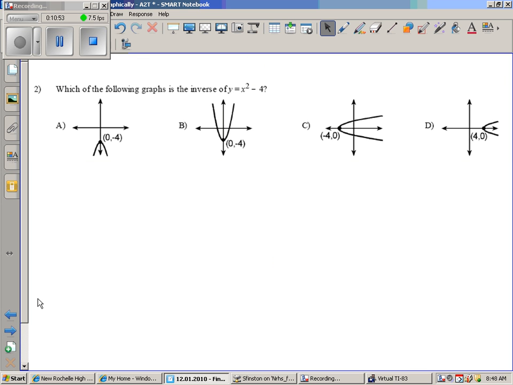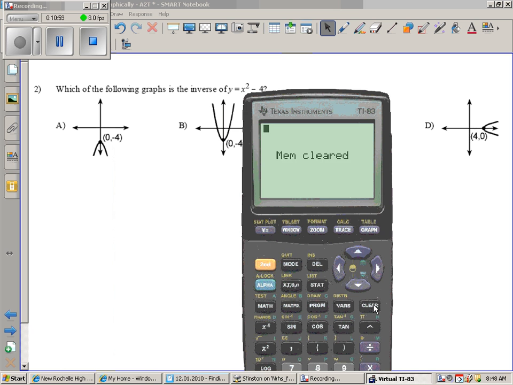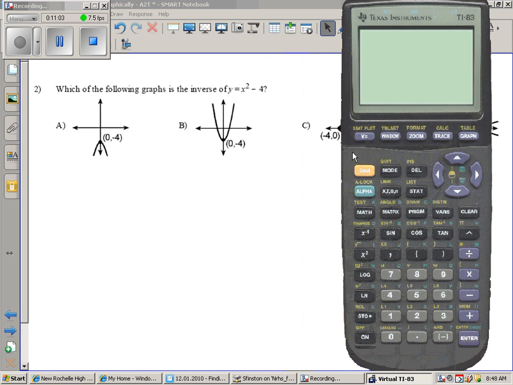You've got x squared minus 4. We're going to use our calculators to do this. Break out your calculator. And here's what you do. In the y equals screen, type in x squared minus 4. Graph it. Now check this out.